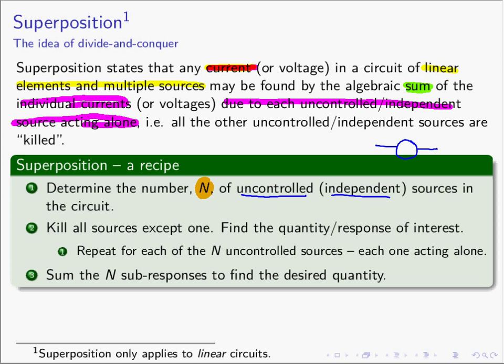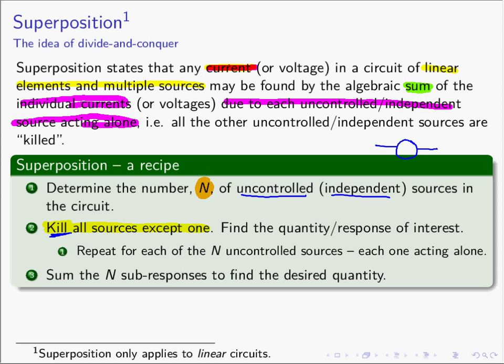And then we are going to kill all the sources except one. Kill all the sources except one. And what do we mean by kill? When we want to kill something, what we mean is make it zero valued. So a voltage source, when you kill it, becomes a 0 volt voltage source. A 0 volt voltage source is also called a short. If it's a current source, we make it 0 valued. It's a 0 amp source. That is also called an open.